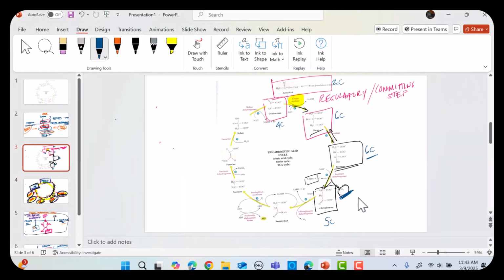So I have my alpha ketoglutarate. I'm going to oxidize it. What do I reduce? I reduce NAD to NADH. So I just got another NADH. Let's back up on that. The enzyme is alpha ketoglutarate dehydrogenase.